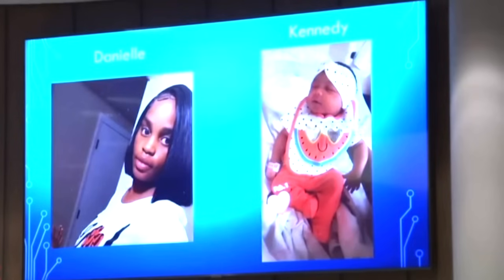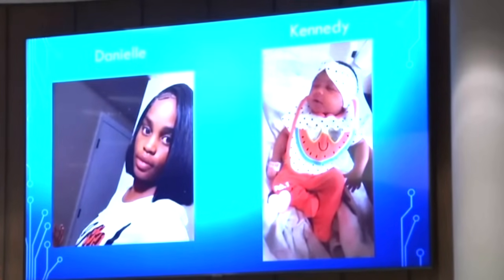Ladies and gentlemen, the term victim is used a lot. But Danielle and Kennedy were more than that. Danielle was a mom. She was 27 years old. She was a girl mom. She had 9-year-old Jariah and her new baby, Kennedy. And then there was Kennedy, who will forever be frozen in time, less than 2 days old, never getting the chance to grow up.